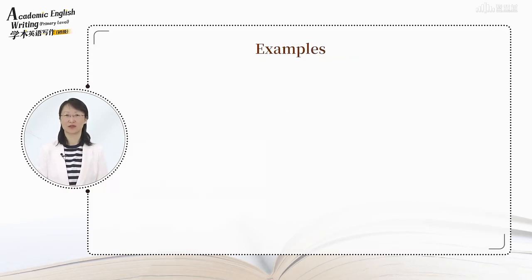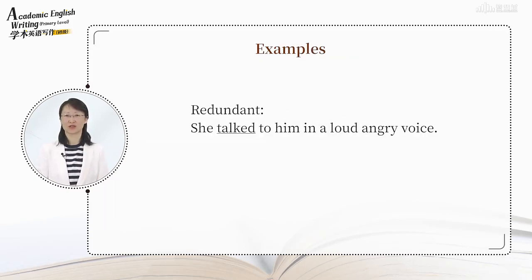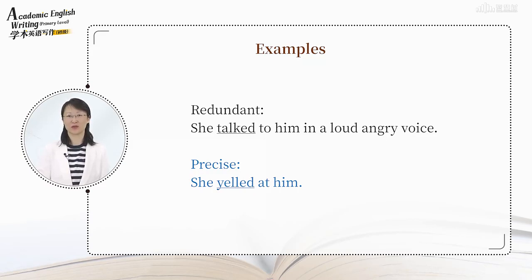For example, instead of, she talked to him in a loud, angry voice, we can write, she yelled at him. The word talk is vague in meaning, thus more words are needed to describe the way she talked. Yet yell means to shout loudly because one is angry or excited. And this specific meaning makes in a loud, angry voice unnecessary.